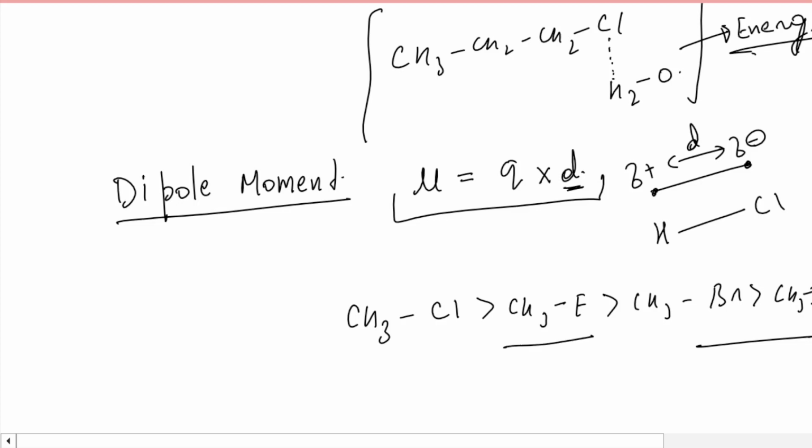Why CH3F is having less dipole moment than CH3Cl? Because of this bond length, this d. However, charge will be a dominating factor otherwise. But in case of CH3F, we have to see the distance also. Bond length is increasing in others also, but the dominating factor is charge. If there are two factors, then what is the dominating factor, that will be the deciding factor. So we can say that in case of CH3Br, CH3I, and CH3Cl, the dominating factor is charge, while in case of CH3F, the dominating factor is distance between them. That is rivalry.